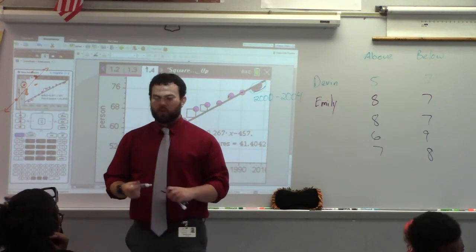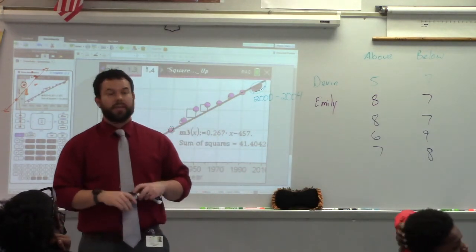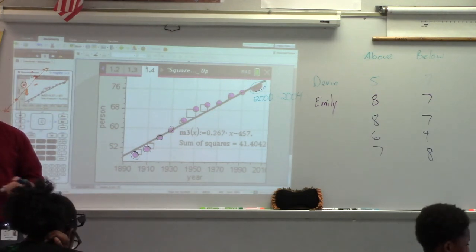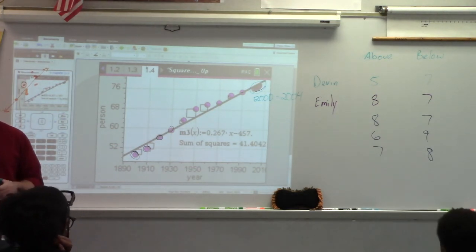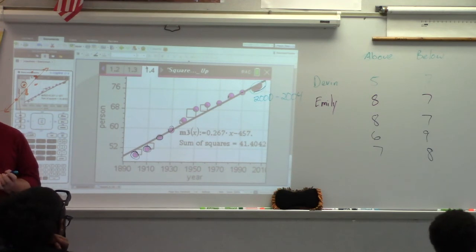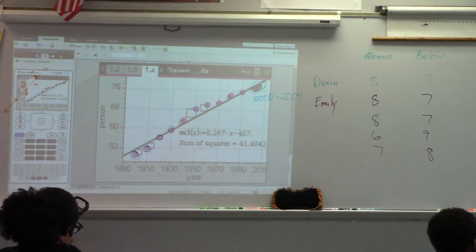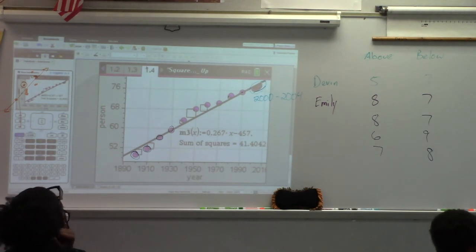So if you are creating the best trend line, the trend line that has the smallest sum of squares, how many of the points need to be above and how many need to be below? The same amount. Because notice we only have 15 here, but if I had 20 data points, how many should be above and how many should be below? 10 and 10. If I had 100 data points, Marlon, how many points should be above and how many should be below? 50 and 50? Everybody agree with that idea?